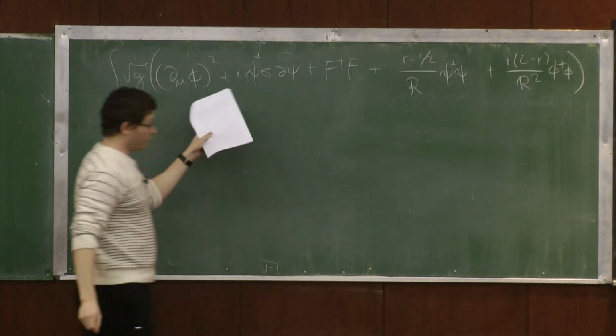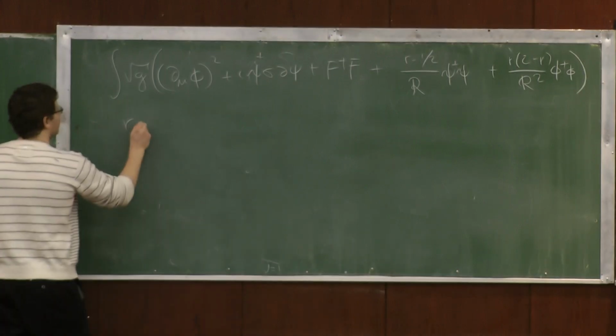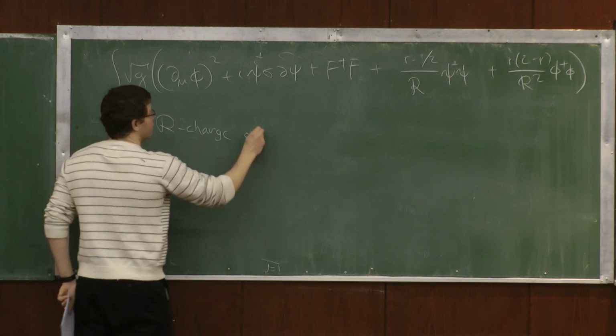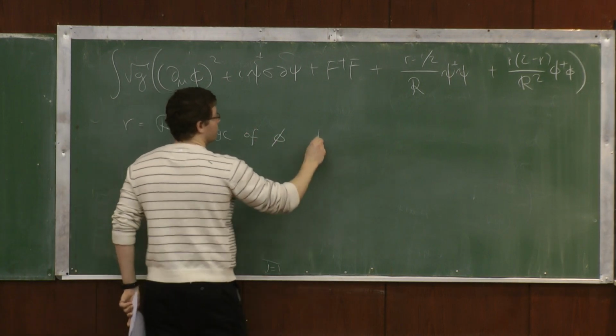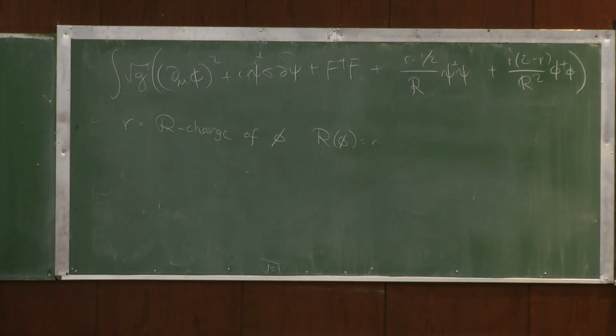So this is what I promised. It terminates at order 1 over r squared, which is highly non-trivial. Small r is the r charge of phi. So the r charge of phi is small r. That's a choice that you should make.